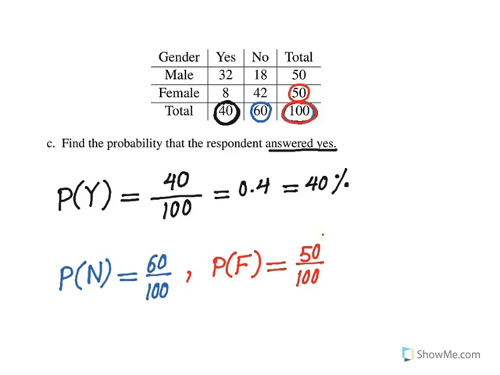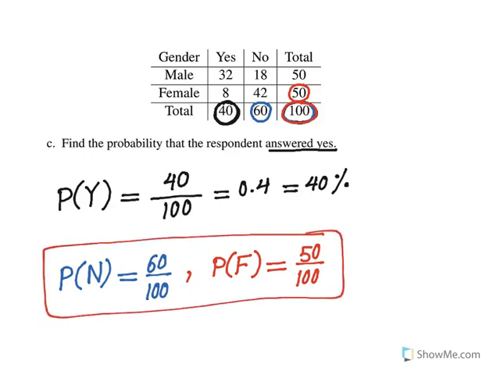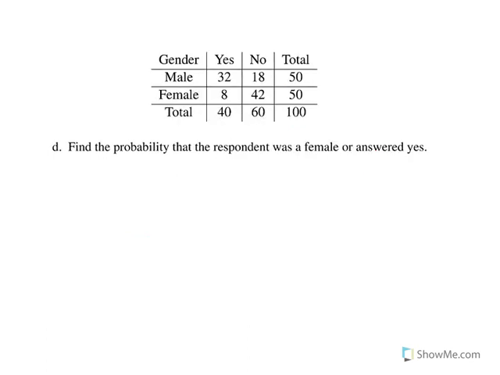Okay, so these, of course, are not included in the question. The question, we already solved it. The answer to it was this 40%. Let's go to number 5, part number 5, which is D. Find the probability that the respondent was a female or answered yes. This is nice because it's an or probability. This or is the union. If you remember, this is the symbol for or. So you write the probability of female or answered yes.